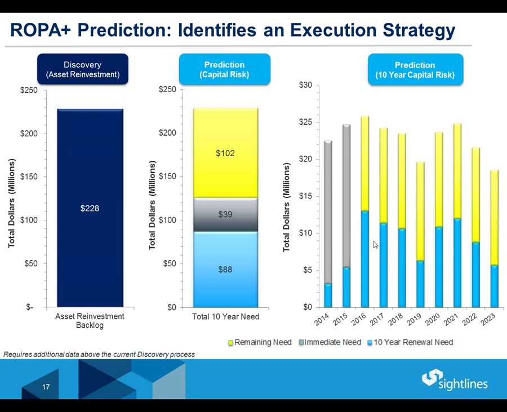And we recommend that you invest the blue, the renewal dollars, because if you don't invest into those renewal dollars, well, things are going to fail. And if you're familiar with Sightlines, if things fail, it's going to cost you more in the long run. So by investing in the blue, that will ensure that the systems will last their full useful life.